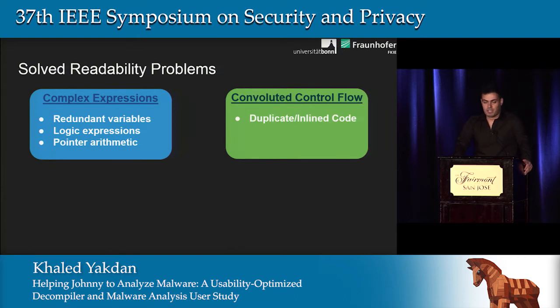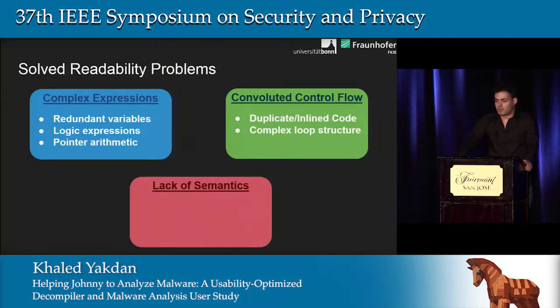For example, you have duplicate or inline code. To solve this, we created an engine to query code and apply some transformations. So an analyst can simply write a pattern for an inline function, and when this pattern is found, the whole code block will be replaced by a simple function call. We also found some complex loop structures that result from compiler optimizations, and we reversed that.